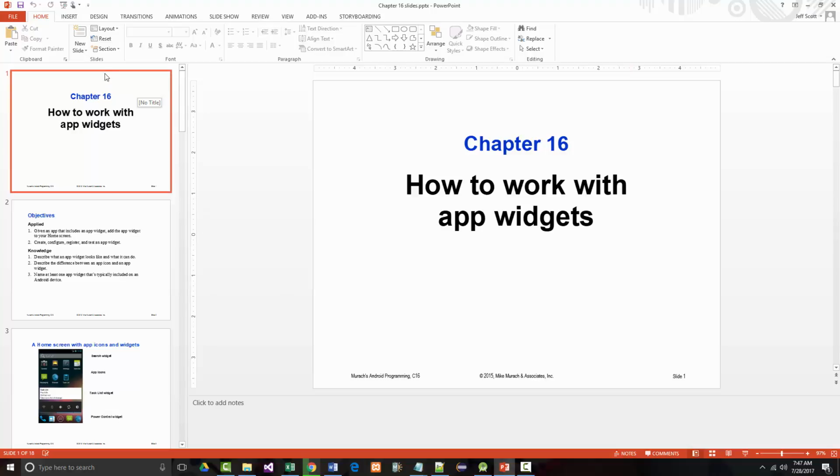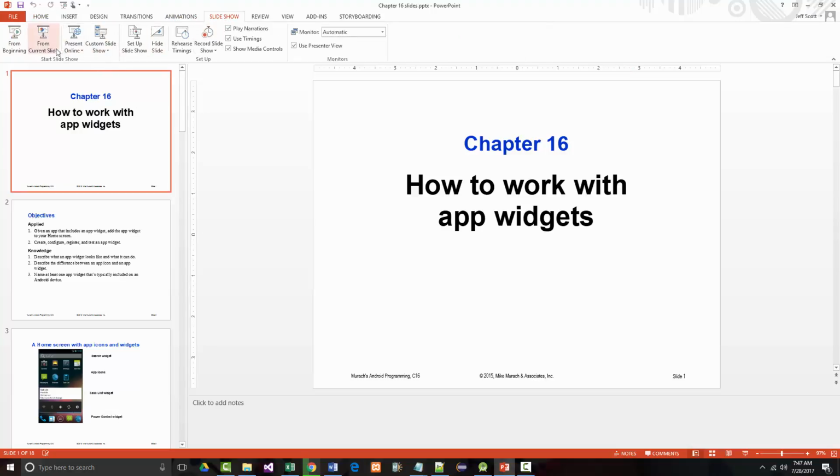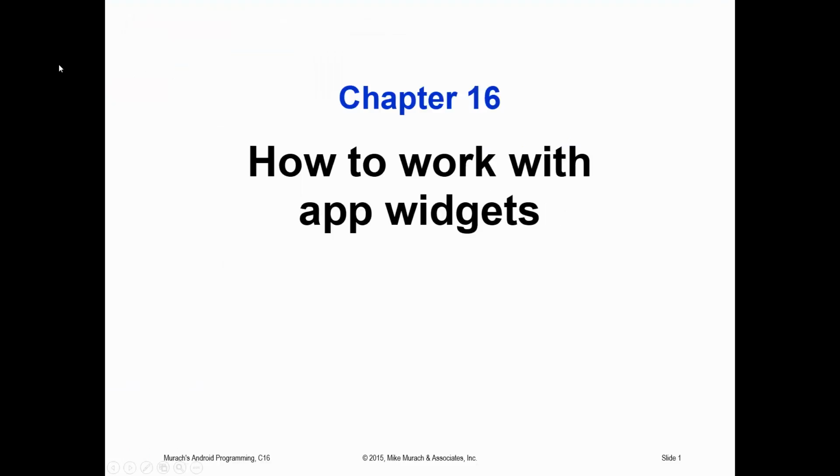We're all the way up to Chapter 16 of 19, and Chapter 16 is how to work with app widgets. An app widget can display an app's most important information on a device's home screen. This can allow a user to work with an app without even starting it. Android typically includes several built-in widgets such as the analog clock, the power control, and different music widgets. In this chapter, we learn how to build an app widget for the task list app, which will display the 3 oldest tasks from the app.